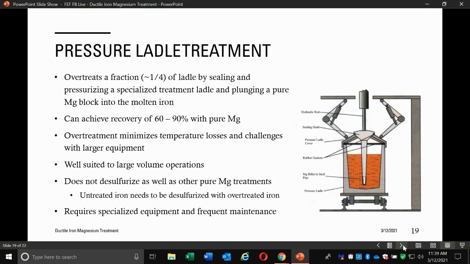The last pure magnesium treatment I'm covering is the pressure ladle treatment. This method uses a specialized treatment ladle that can be sealed and pressurized. And once it's pressurized, a steel plunging rod with an attached pure magnesium block is submerged into the iron. The pressure and use of pure magnesium allows for a smaller fraction of the total iron weight to be overtreated, which is then poured back into the remaining iron. This is well suited to high volume operations. And this method does require frequent maintenance and doesn't quite desulfurize as well as other pure magnesium treatments.